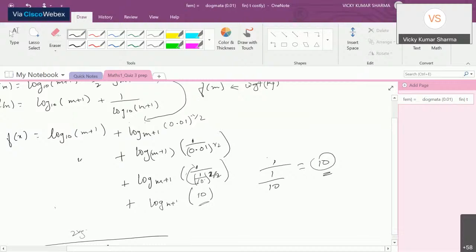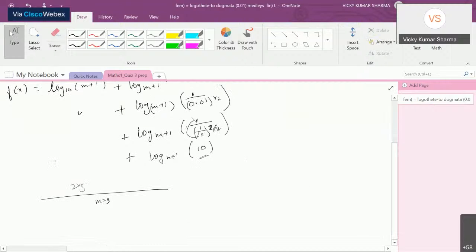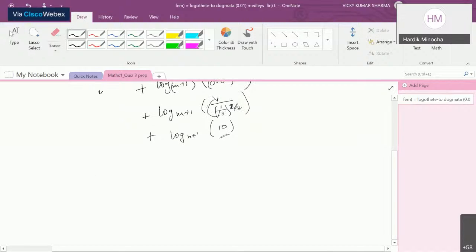Do you have a doubt here itself, Srinath? No, this part is clear. My doubt is how the 10 became the base. Now I'll tell you. That was simply the change of base rule formula which we were using. I'm not aware of that rule.